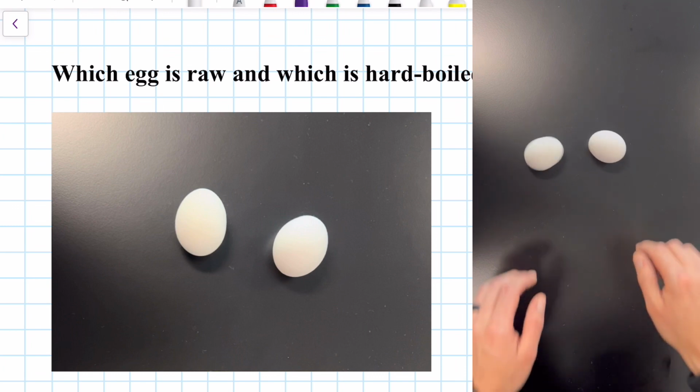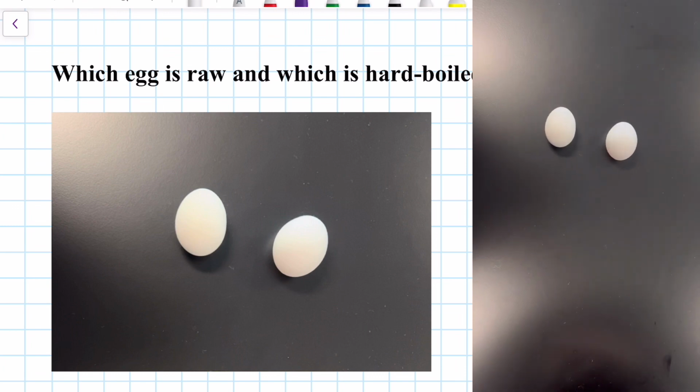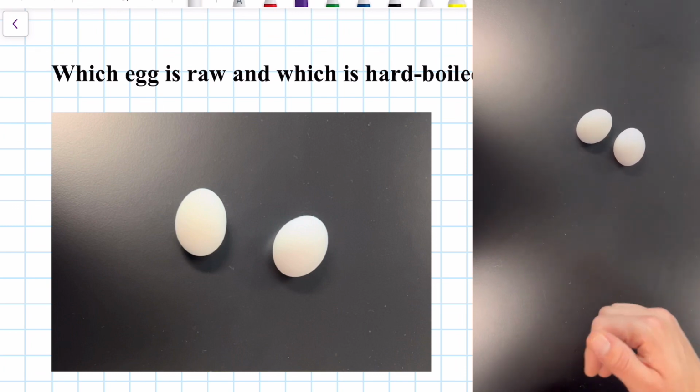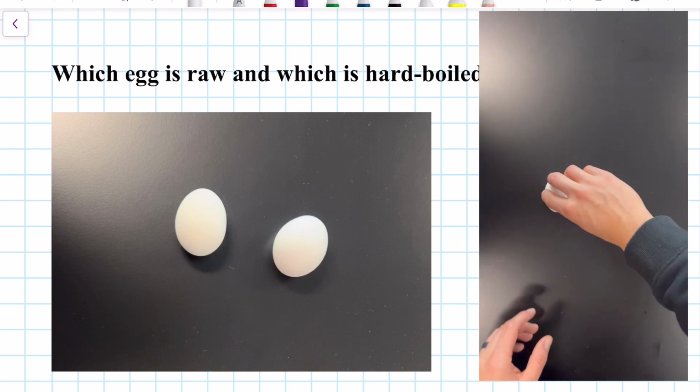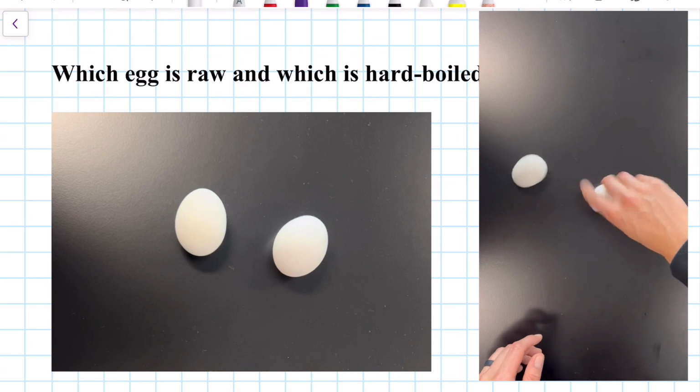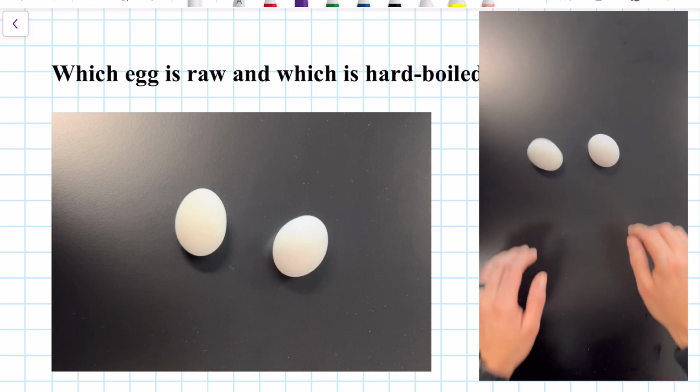As you can see, one does spin in a more uniform fashion, the other one gets wobbly. Furthermore, when I stop both of them, one actually stops and the other one does not. Which one's which? I'm hoping you saw that, or you said that. The raw one is the one that keeps spinning because of the yolk. And that's correct. What we're doing is we're stopping the shell, but not the yolk.